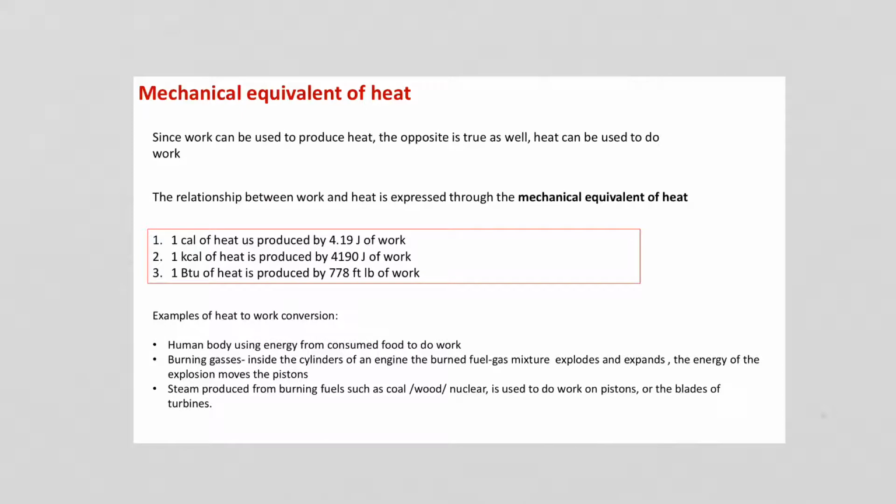The relationship between work and heat is expressed through what is known as the mechanical equivalent of heat. So, the mechanical equivalent of heat states that 1 calorie of heat is produced by doing 4.19 joules of work. 1 kilocalorie of heat is produced by doing 4,190 joules of work. And 1 British thermal unit, or BTU, of heat is produced by doing 778 foot-pounds of work.